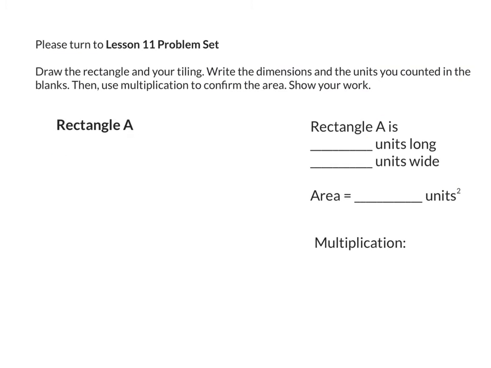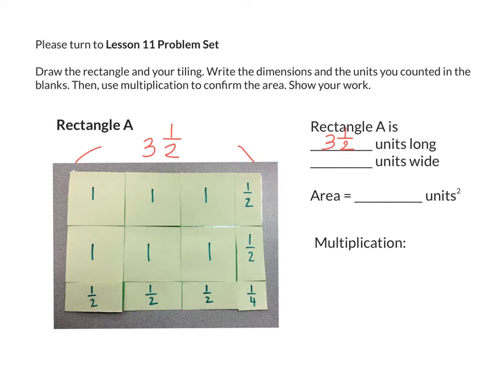Once you're at your lesson 11 problem set, you'll see that the directions say to draw the rectangle and your tiling. Tiling means putting these square units on each rectangle, okay? It's going to ask you to write the dimensions and the units you counted in the blanks. Then you're going to use multiplication to confirm the area, and we are going to show our work. Now your drawing should show the tiling, and it should show labels of each side.